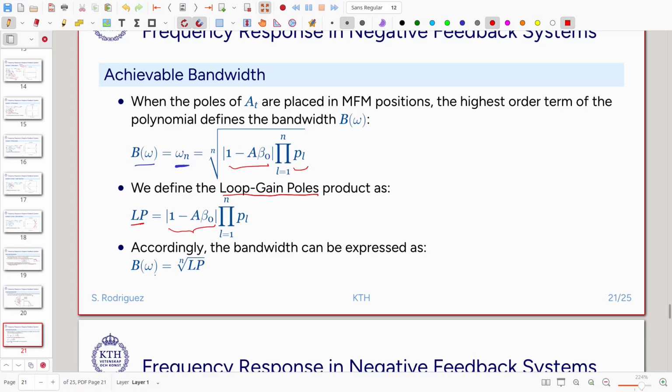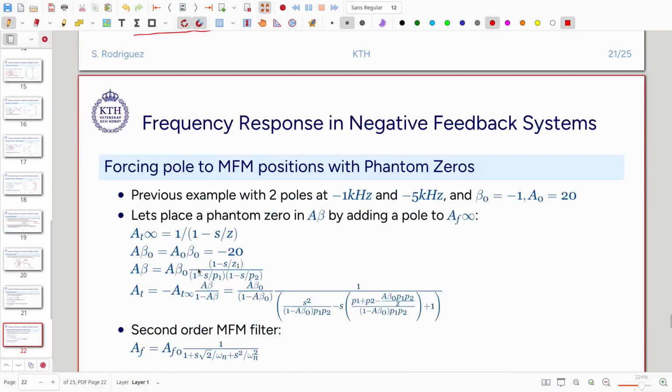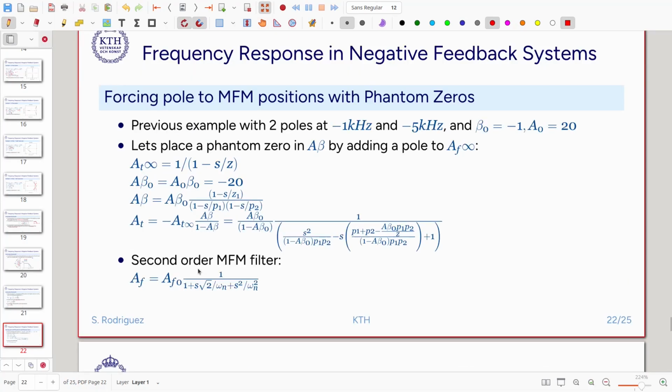And then, yeah, our bandwidth can be expressed as an n-th root of the loop gain pole products. So now let's take back our previous example in which we have two poles located at 1 kilohertz and 5 kilohertz. The same thing, we have an open loop gain amplifier with a gain of 20. Beta we selected -1.